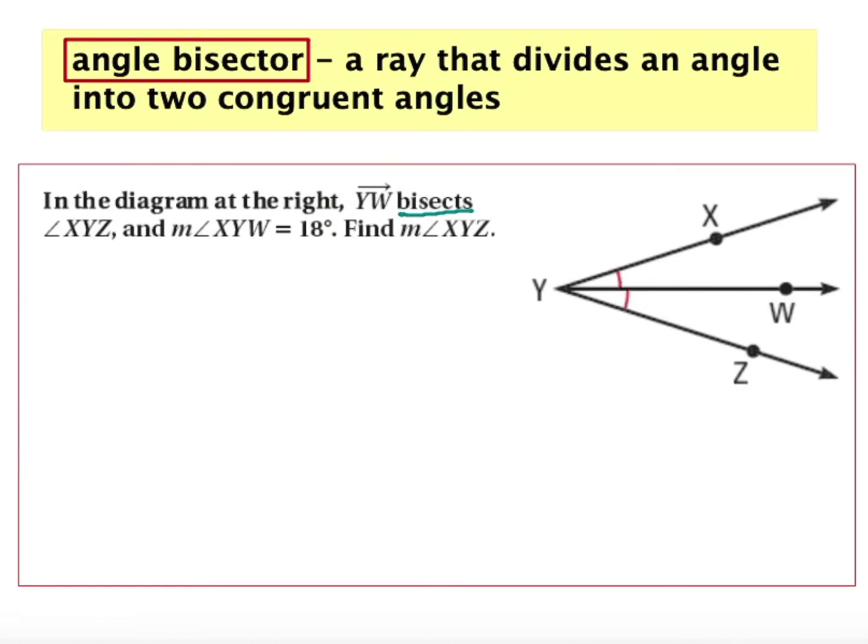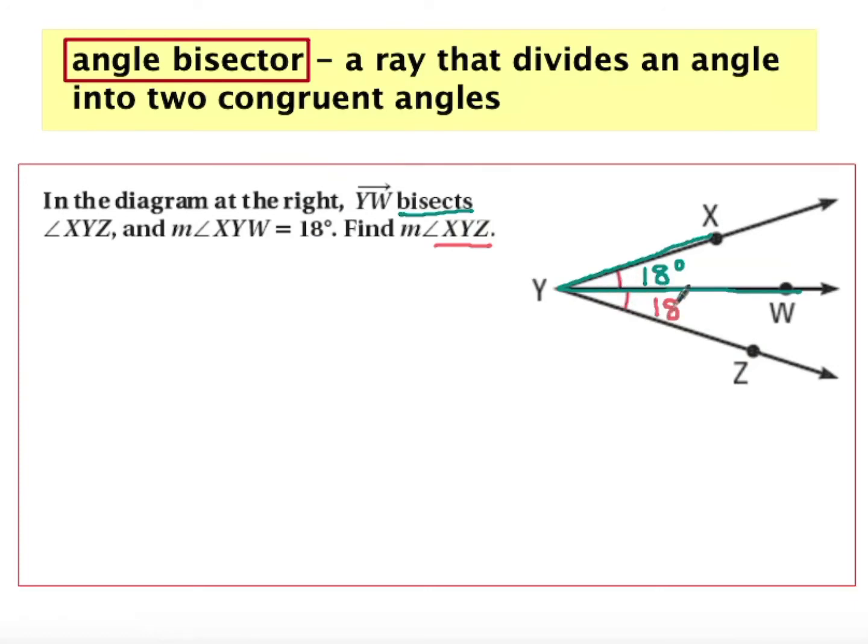Okay, back to the problem. The measure of angle XYW, that's that top angle, is 18 degrees. And we're supposed to find the measure of angle XYZ, which is this entire angle, right? So can you figure it out? How big is this angle down here?